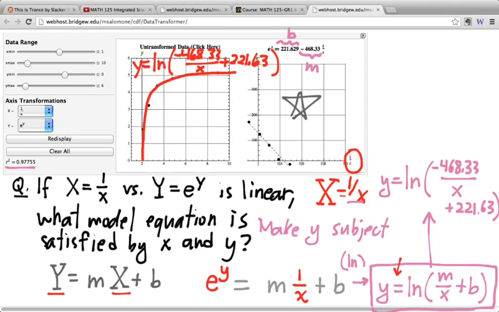And then going the other way, taking a nonlinear model equation and trying to find variables that linearize it, we can do the same thing. Just try and get something that looks like y equals mx plus b, and that will tell you what your y and your x end up needing to be.